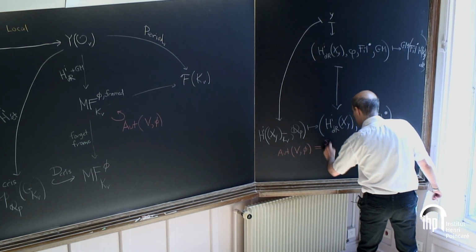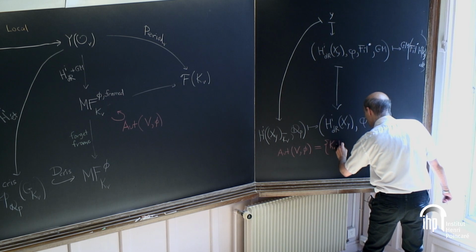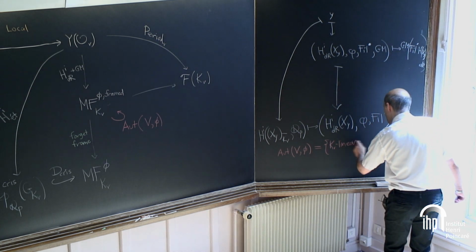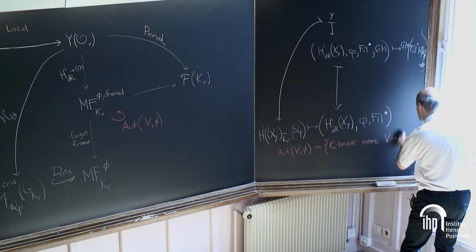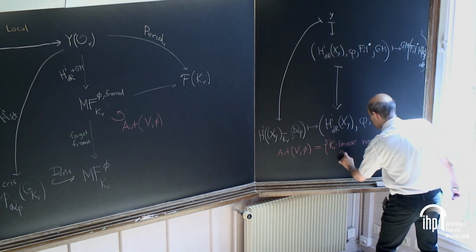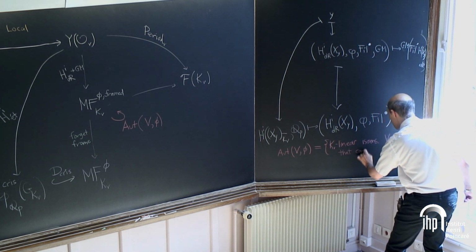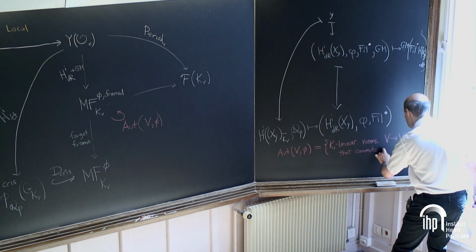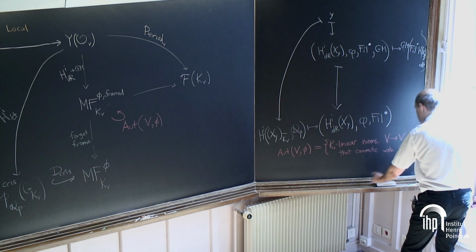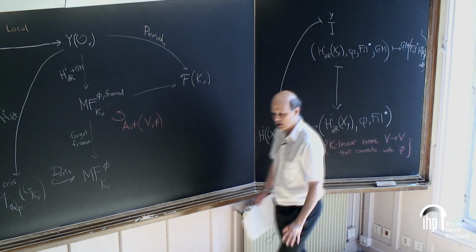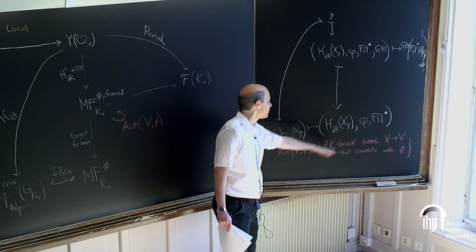This is the set of KV-linear isomorphisms from V to V that commute with that phi. In the Lawrence–Venkatesh paper, they call it a centralizer, the centralizer of phi.